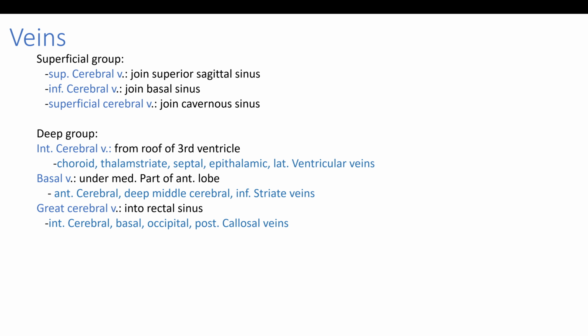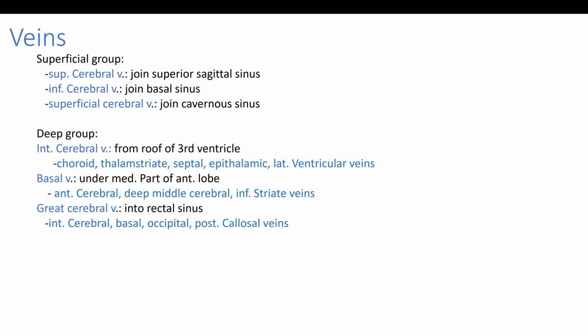There are two groups of veins we have to take into account, the superficial one and the deep one. They are all devoid of valves, as are the dural sinuses. The superficial group takes origin in the surface of the cortex and subcortical white matter, consisting of the superior cerebral veins, draining the medial surface of the hemispheres and joining the superior sagittal sinus. The inferior cerebral veins collect blood from the inferior surface of the hemispheres and join the basal sinus. The superficial middle cerebral vein receives blood from many veins from the surface of the hemispheres and joins the cavernous sinus.